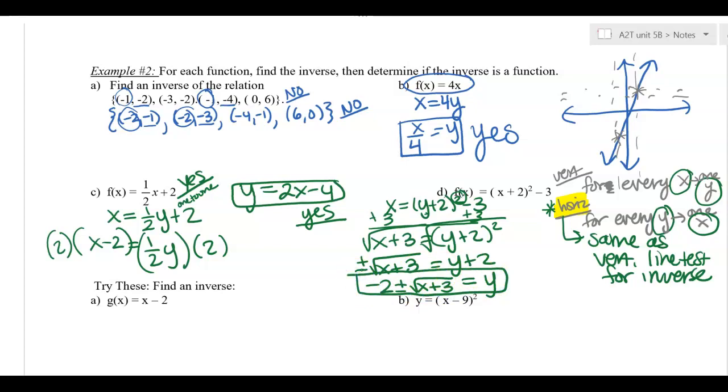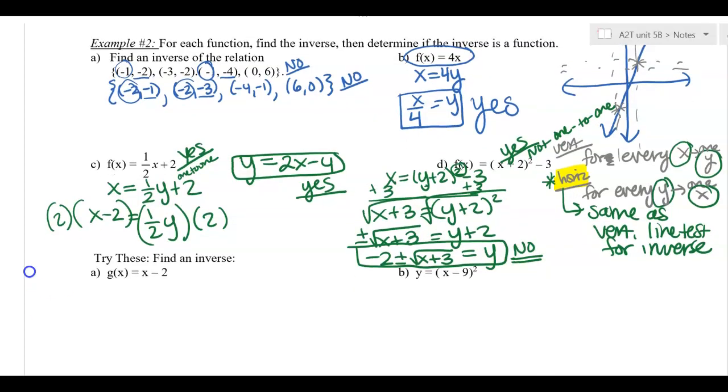Now, is this inverse a function? The original is a function. A parabola is a function. However, the parabola is not 1-to-1 because it fails the horizontal line test, which tells me my inverse will not be a function.